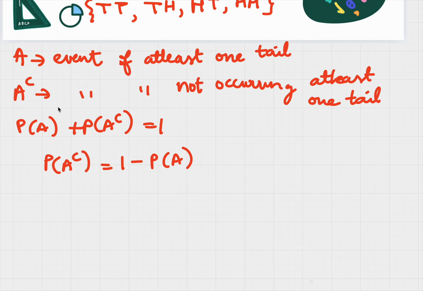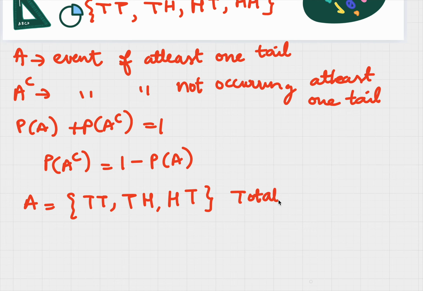Now what are the favorable outcomes of getting a tail? Tail tail is one of the favorable outcomes, tail head, head tail. In all these three scenarios, we are getting at least one tail. And total outcomes are 4, as we have seen. So what is P of A? P of A is 3 by 4. So getting at least one tail is 3 by 4.